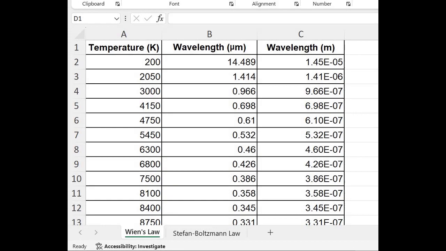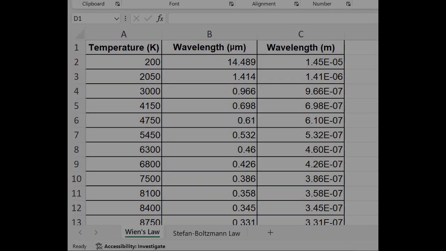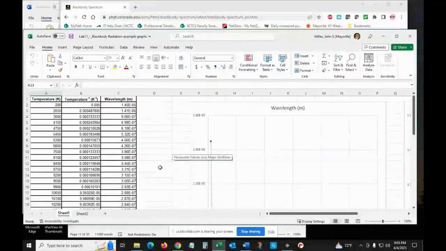For part 1, Wien's law involves temperature and wavelength, so copy those two columns into Excel. Make sure the temperature is in column A and wavelength in column B, so the temperature appears on the horizontal axis. You may want a third column after the wavelength column, in which you take each of the values in the wavelength column and multiply them by 10 raised to the negative 6. Your wavelength values are now in meters. Plot wavelength versus this column.